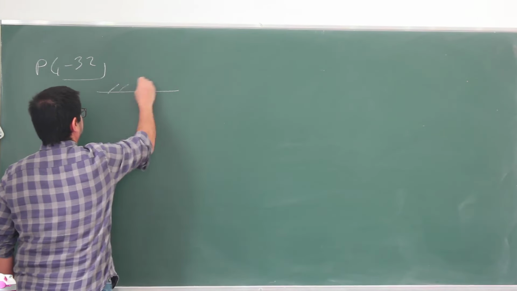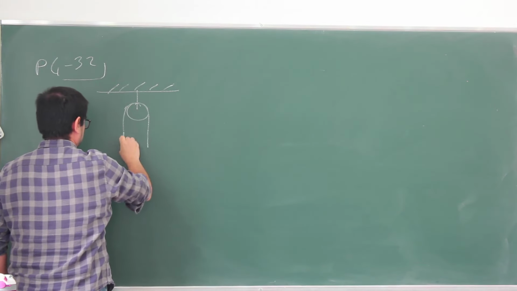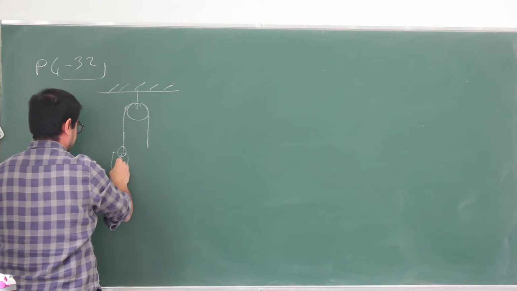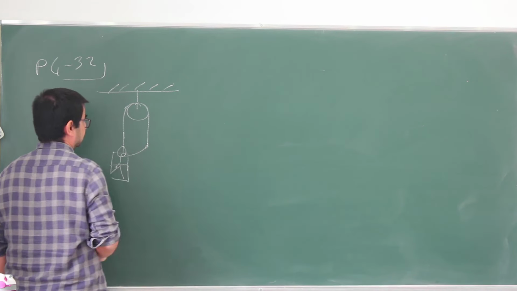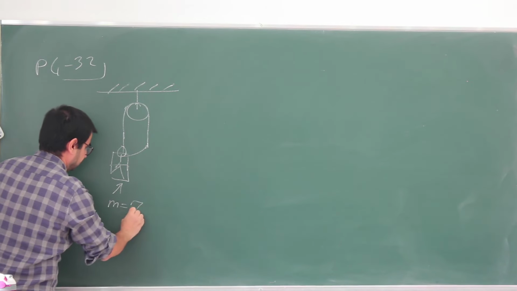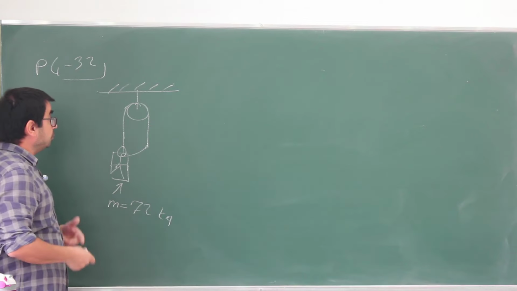So we have a pulley system, a fixed pulley. Over this goes a rope, and this rope is connected to a bucket. Inside this bucket there's a person who also pulls this one. Okay? And the mass here is given to be 72 kilograms. This is the mass of the person plus the bucket. Now how would you approach this problem?